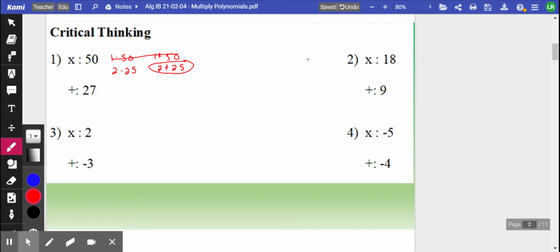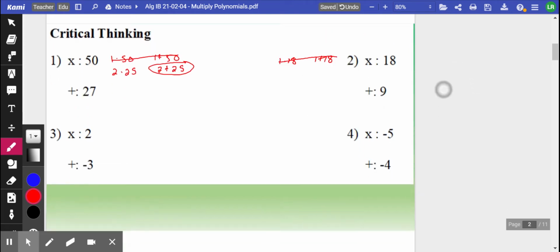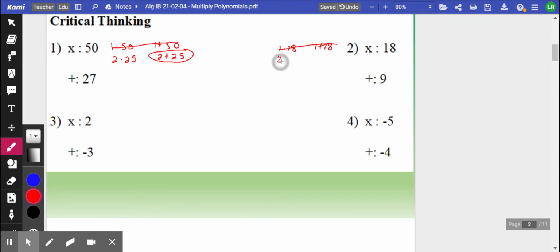Number 2, 1 times 18 is 18. That adds up to be 19, so that's not it. Next number is 2. 18 divided by 2 is 9, so 2 times 9 is 18. 2 plus 9 is 11. Not it. 3 times 6 is 18. 3 plus 6 is 9. Bada bing, bada boom.